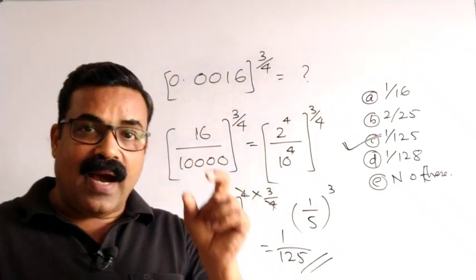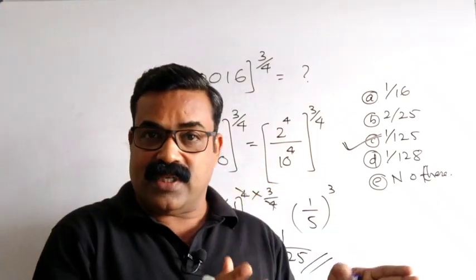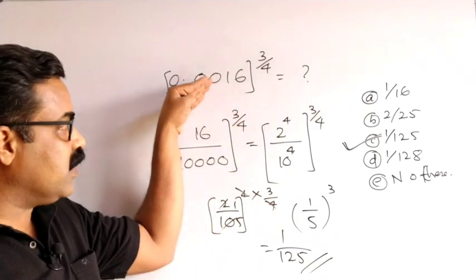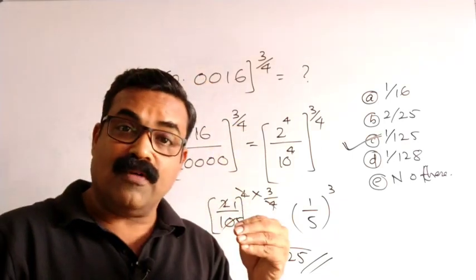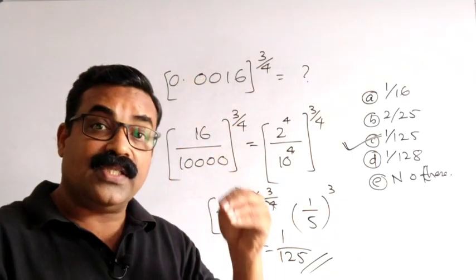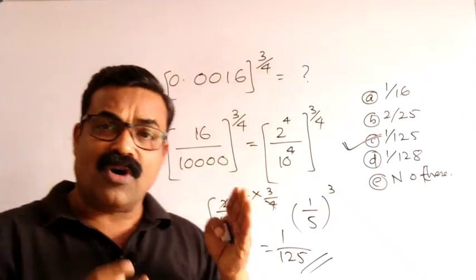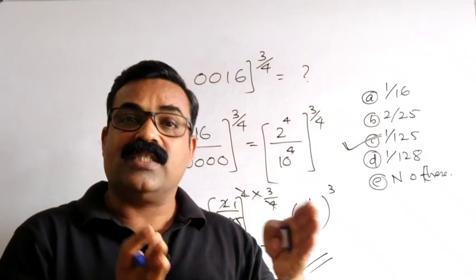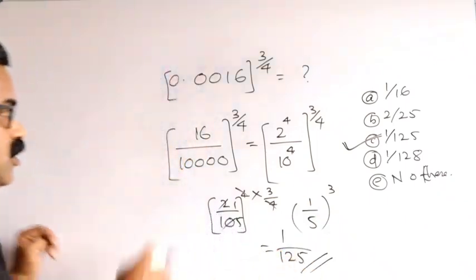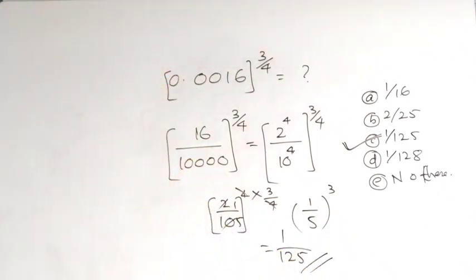So what is the main idea behind all these questions? We have to split the given number in terms of power which is equal to this number. So questions normally are asked in this type only. Accordingly, you can simplify it and solve it.